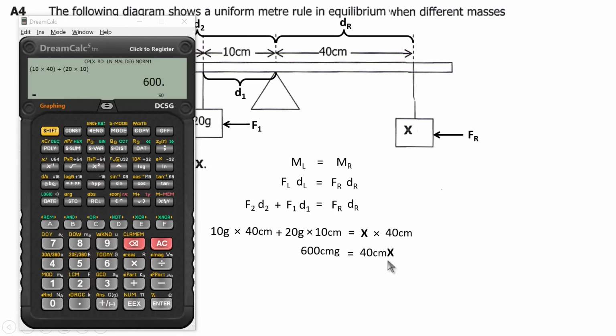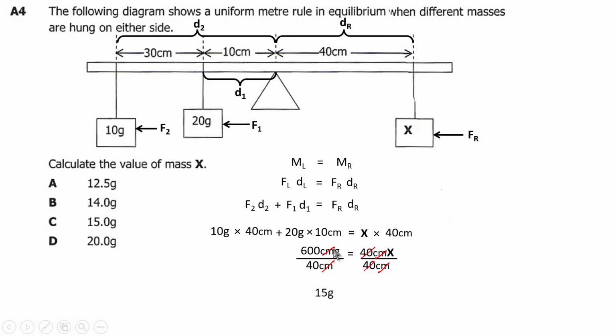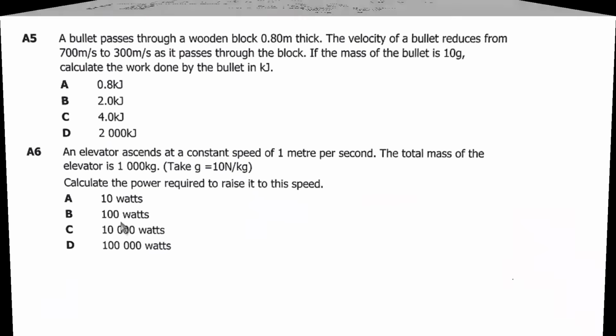Now what we are looking for is X, so divide by 40 centimeters on both sides, so that the centimeters cancel and the 40 also cancels. So you say 600 divided by 40, you will get 15. So the answer is 15 grams equals X. When they said calculate the value of mass X, X is equal to 15 grams, which is C here. So we move to the second question.